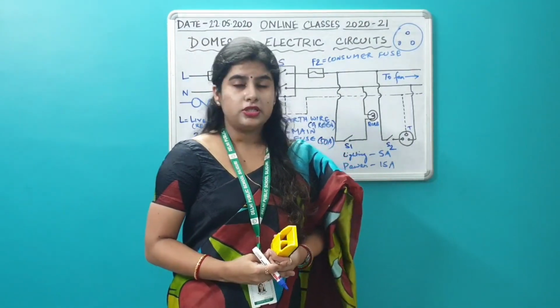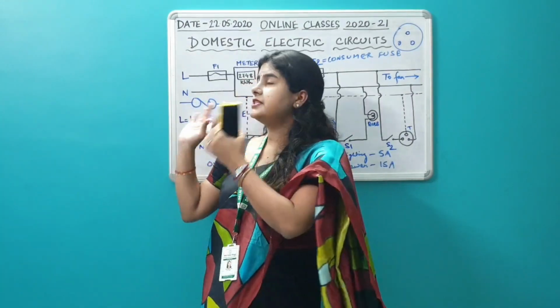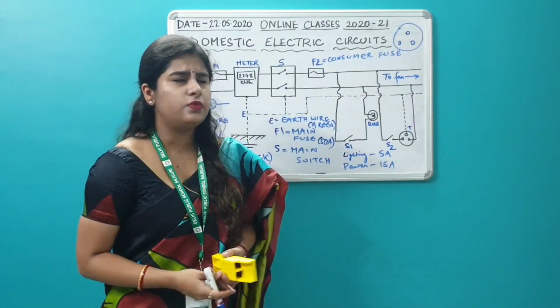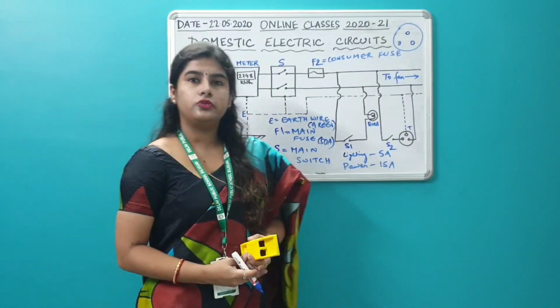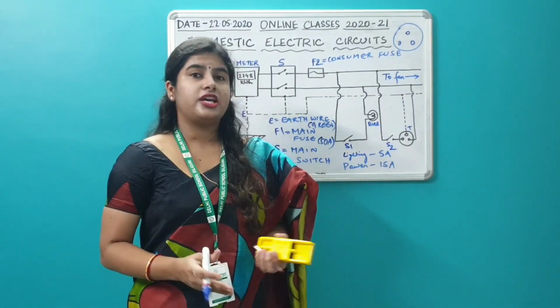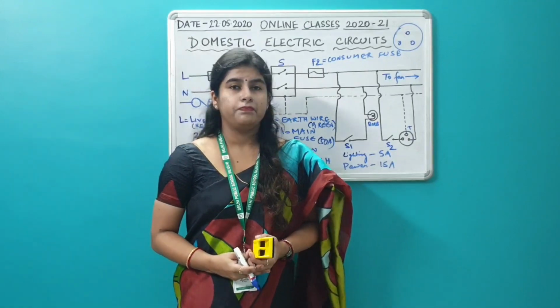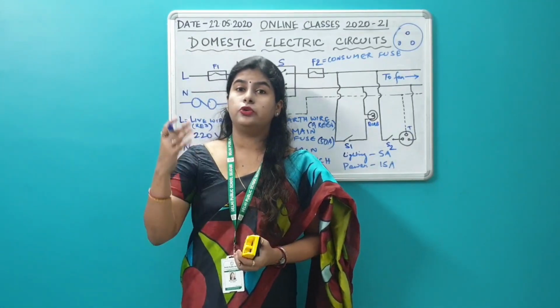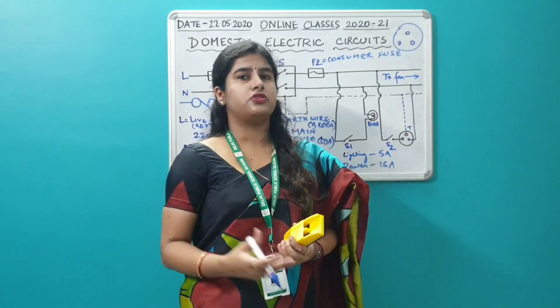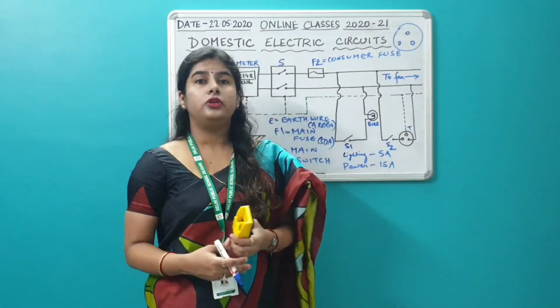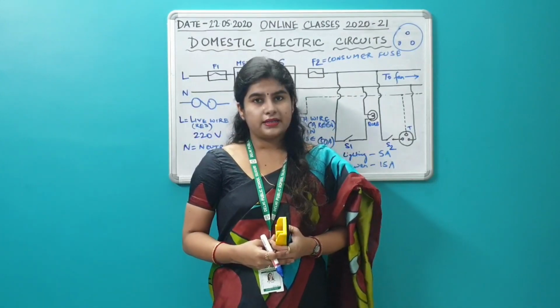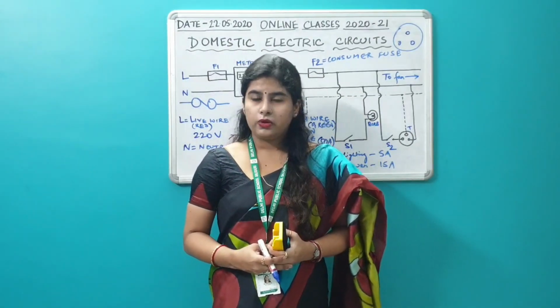So I hope you have understood the chapter. This particular portion was very easy, very interesting. Domestic electric circuits. Go through the chapter, read it, and solve your worksheets, okay? And especially those rules, your right hand rule, Fleming's right hand rule, Fleming's left hand rule, Maxwell's thumb rule, all these things, please practice as much as you can.